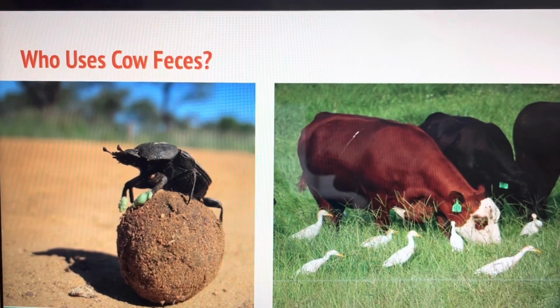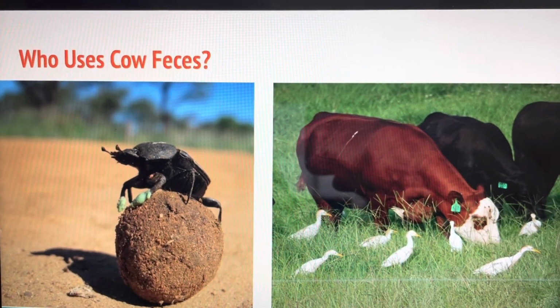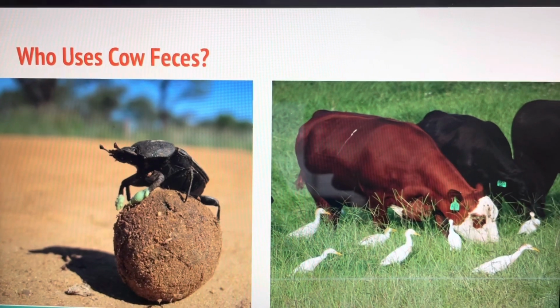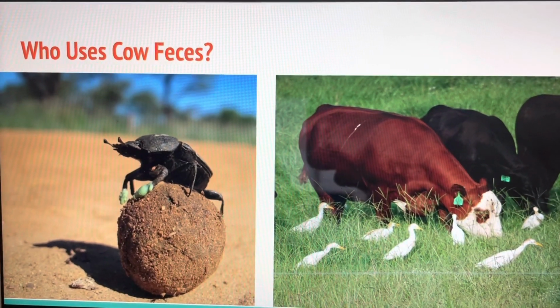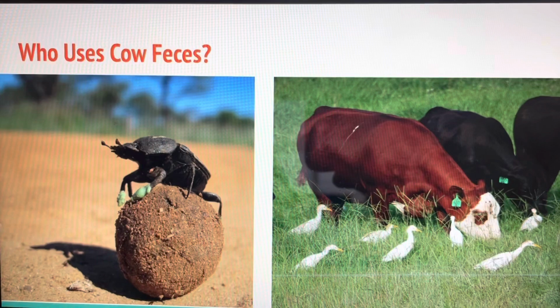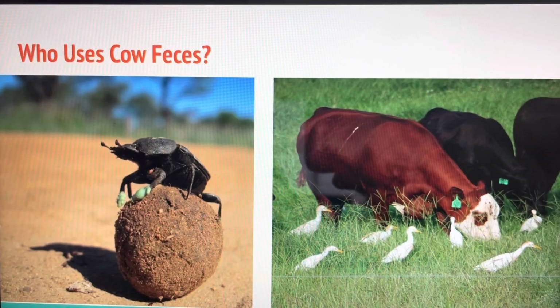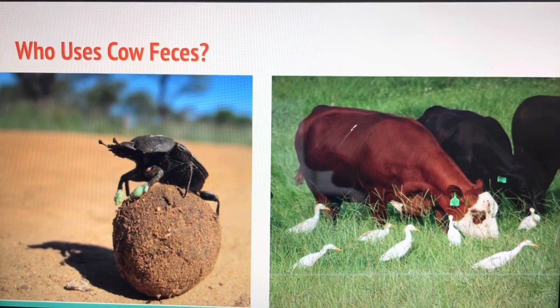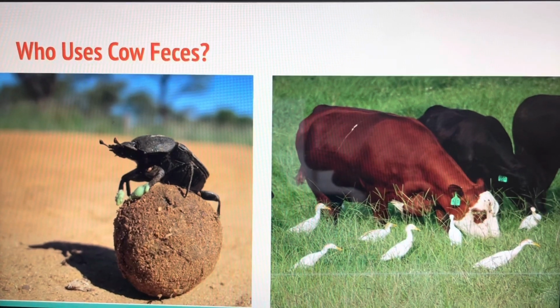Who uses cow feces? Many animal species use cow feces for various purposes. For example, dung beetles feed on cow feces and help to break it down into smaller pieces, which speeds up the decomposition process. This benefits the ecosystem by returning nutrients back into the soil faster.